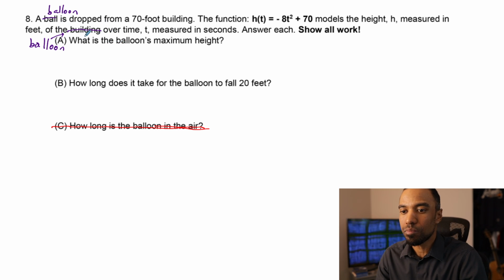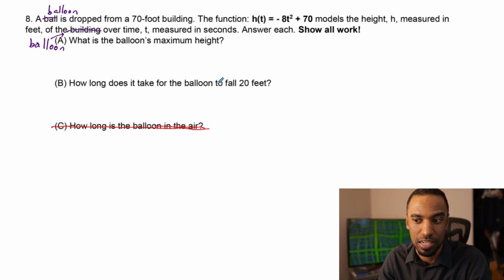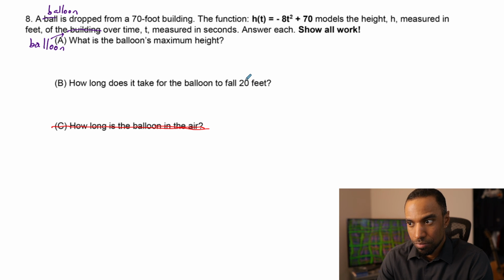All right. What is the balloon's maximum height? So this goes to vertex again. And how long does it take to fall? Oh, this is a different question. How long does it take for the balloon to fall 20 feet?